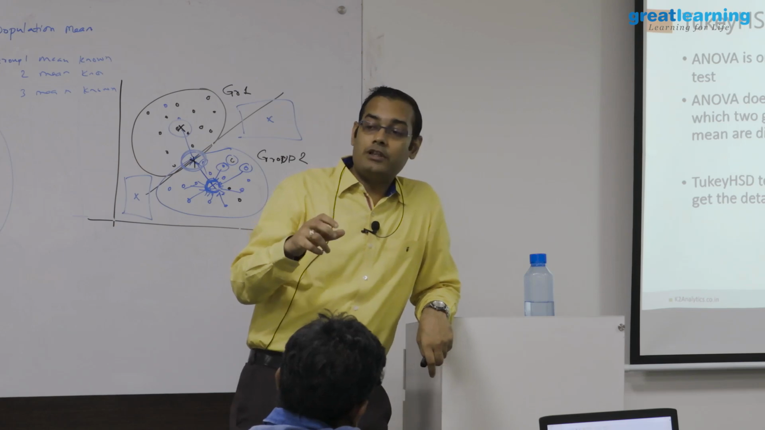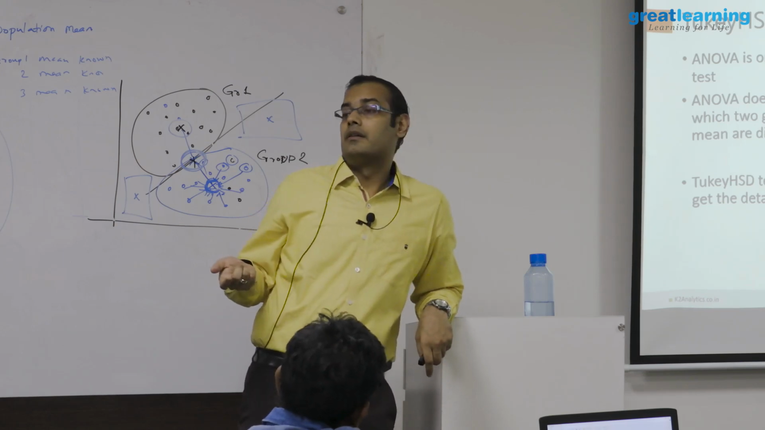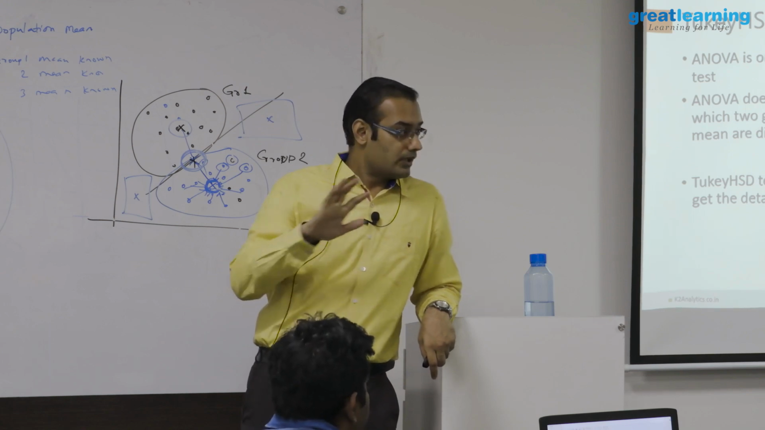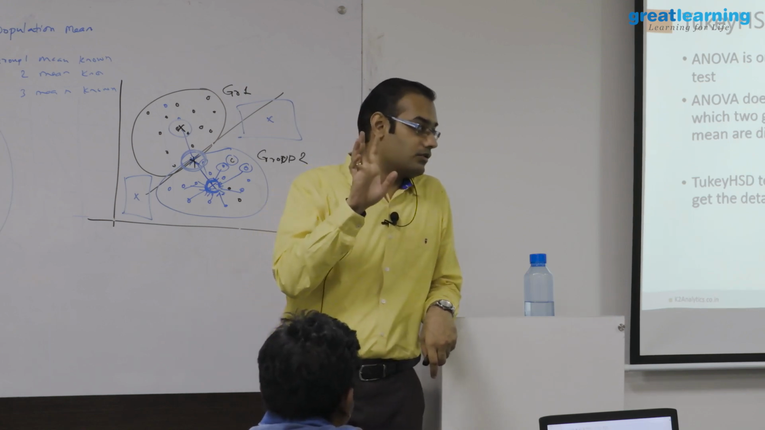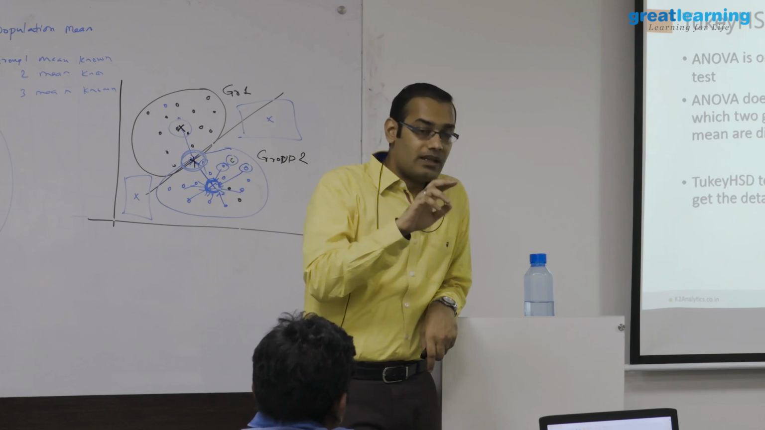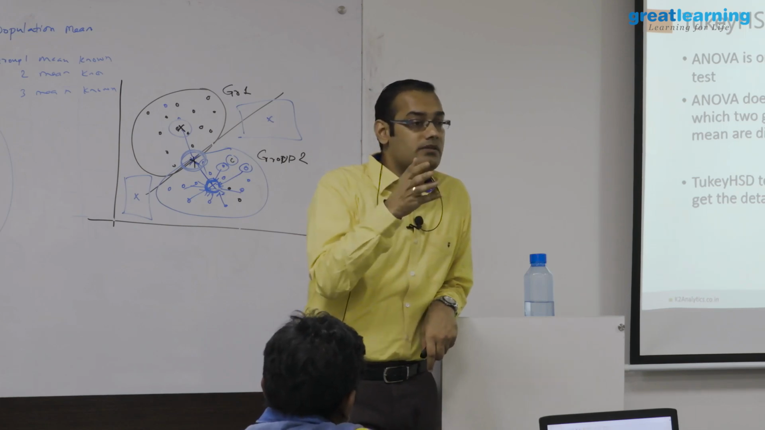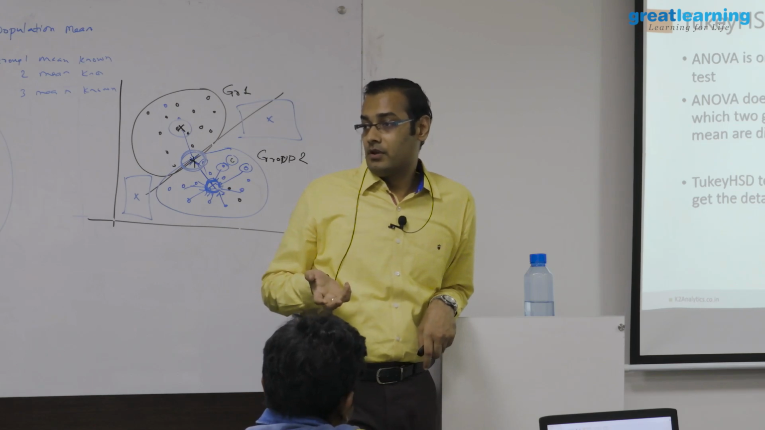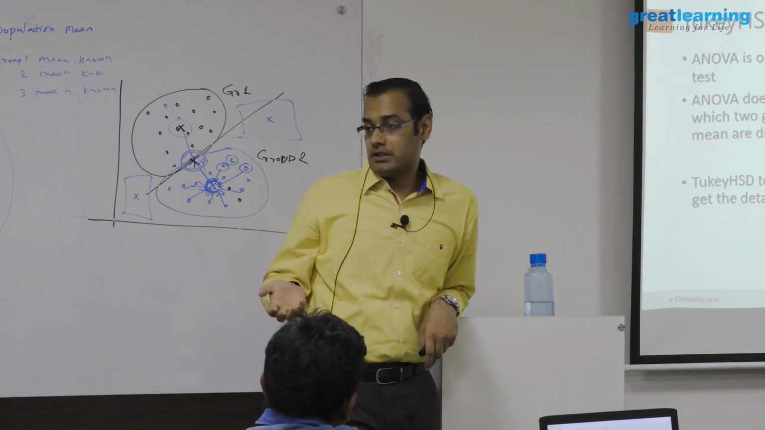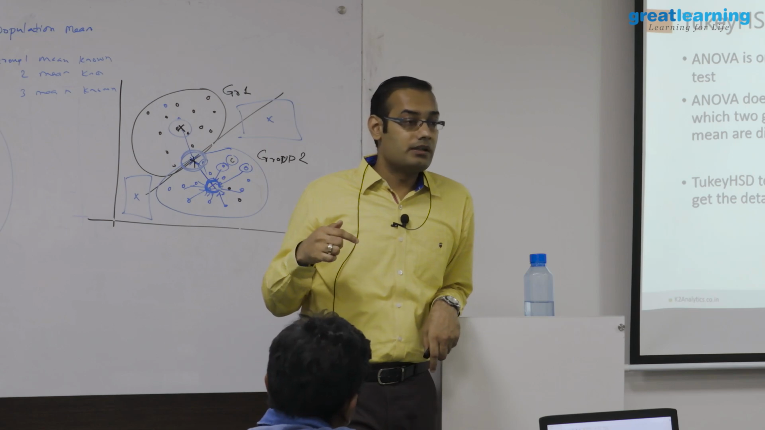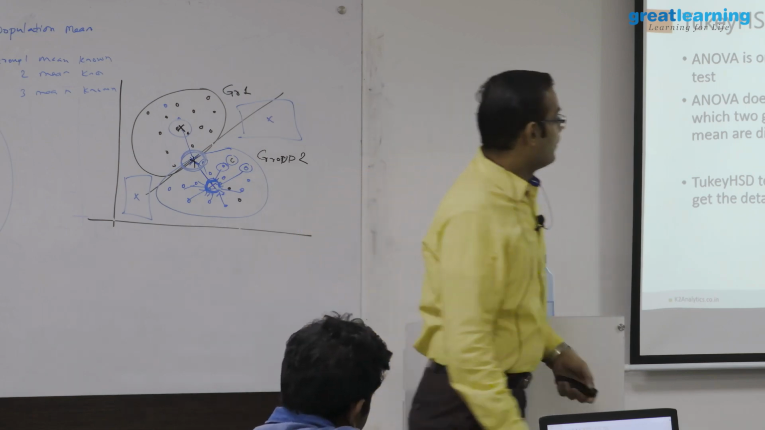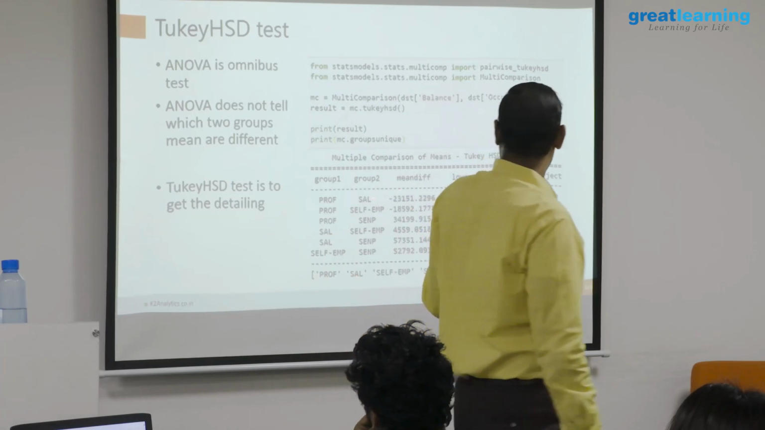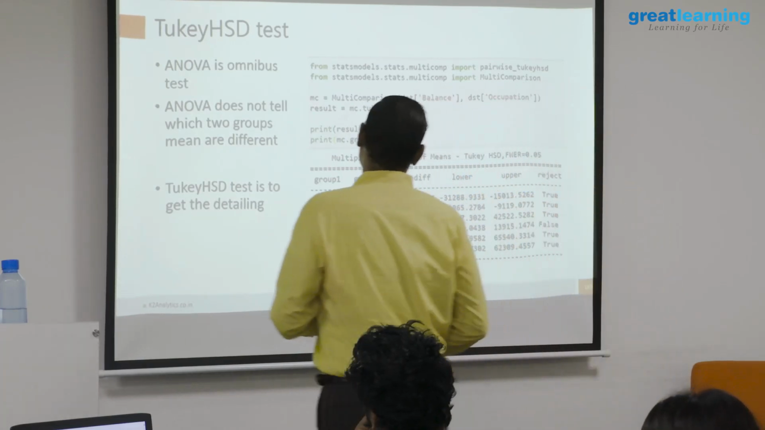I want to know which of the groups are maintaining different balance, because ANOVA is an omnibus test. As such, it is not saying whether there is a difference between salaried versus self-employed, or self-employed versus professional. So I have to do a post-hoc test, which is the Tukey HSD test. So the Tukey HSD test is saying, what is the outcome here?